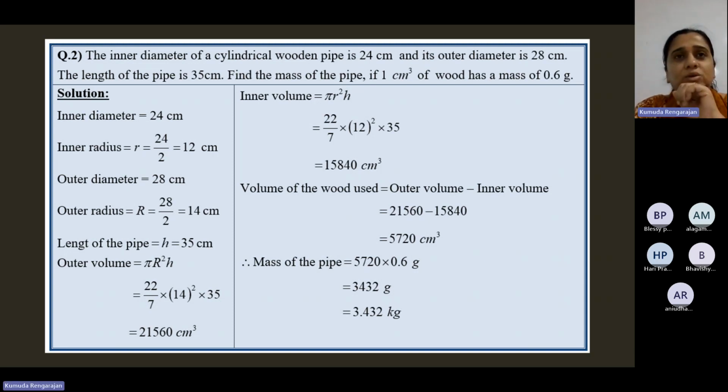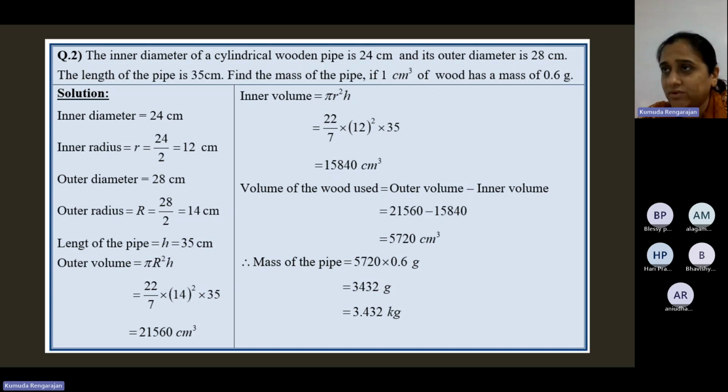The inner diameter of a cylindrical wooden pipe is 24 centimeters and its outer diameter is 28 centimeters. Length is 35 centimeters. So length is the height. Find the mass of the pipe if 1 centimeter cubed of wood has a mass of 0.6 grams. So see, the question is very simple. This pipe is made of wood, and it has some volume of wood.